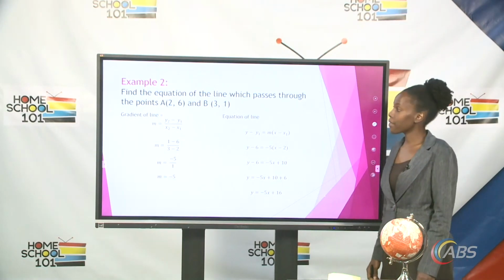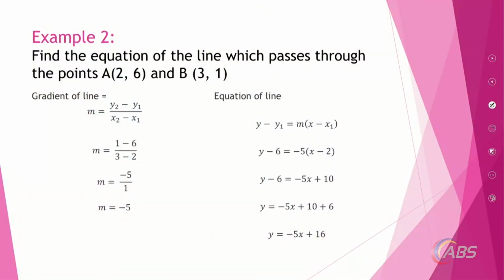So an example here, it states find the equation of the line which passes through the points A(2, 6) and B(3, 1). So again, we have the 2 points. The first thing we would need to do is to find the gradient using the 2 points. So again, the gradient of the line, m is equal to y2 minus y1 divided by x2 minus x1. So we select A as our (x1, y1) and B as our (x2, y2). So substituting, it becomes 1 minus 6 divided by 3 minus 2. This gives us -5 divided by 1, which gives us a value of -5.